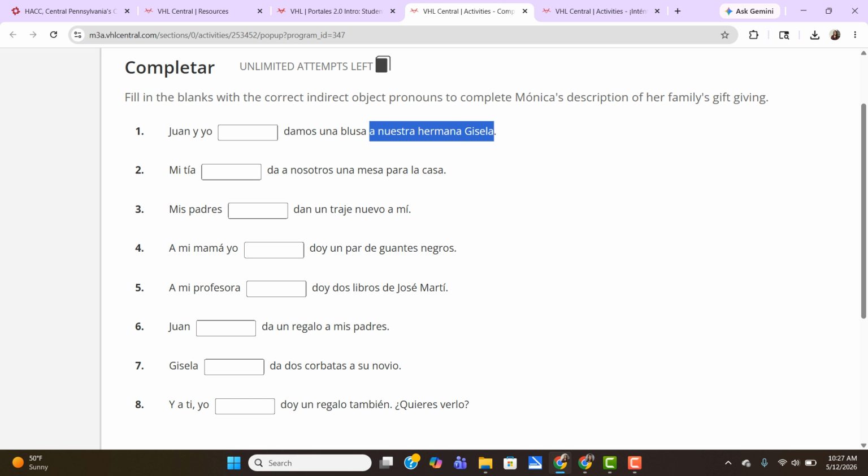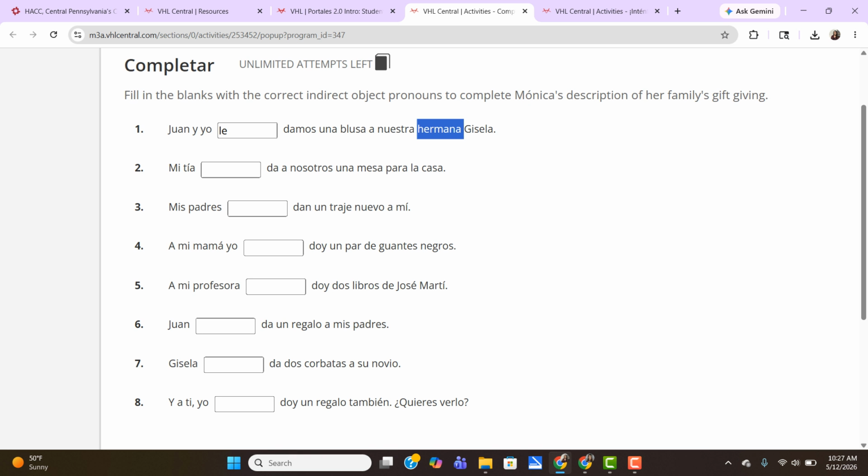So once you find your indirect object, which is always going to be introduced by an a, then we can go ahead and find the pronoun to match. So a nuestra hermana means to our sister. To our sister is equivalent to her. Therefore, it's le. Le damos una blusa a nuestra hermana. It's not to us. That's not nosotros. That's to our sister. So her sister equals her. Le.